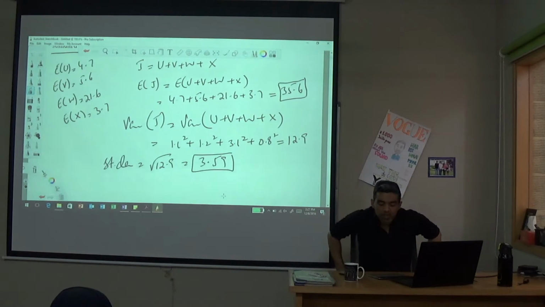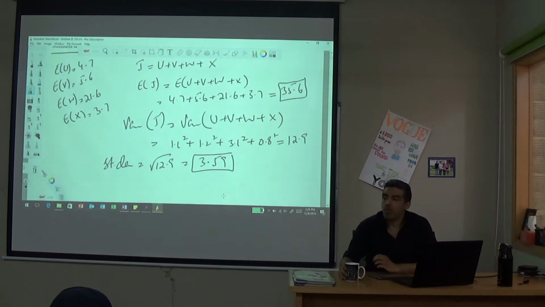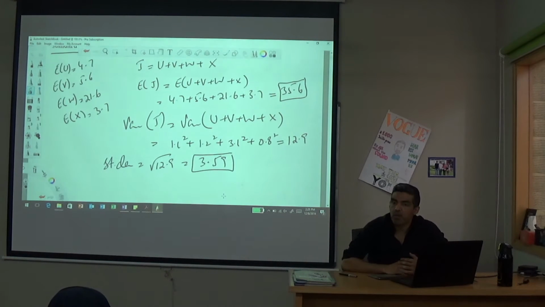The question asks for the standard deviation, so please be careful. Don't take the linear combination of the standard deviations. You can take the linear combination of the variances. Once you get the overall variance, take the square root and get the overall standard deviation. Are you all okay here?